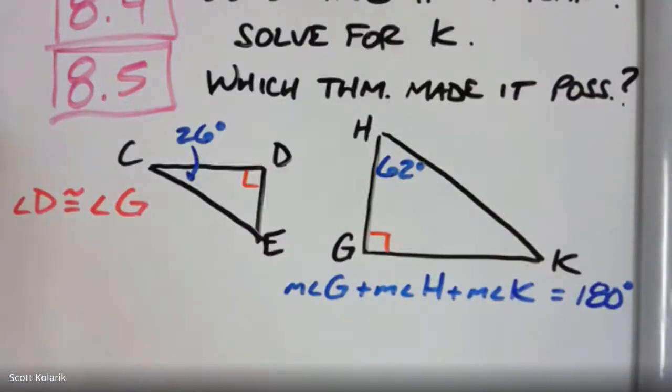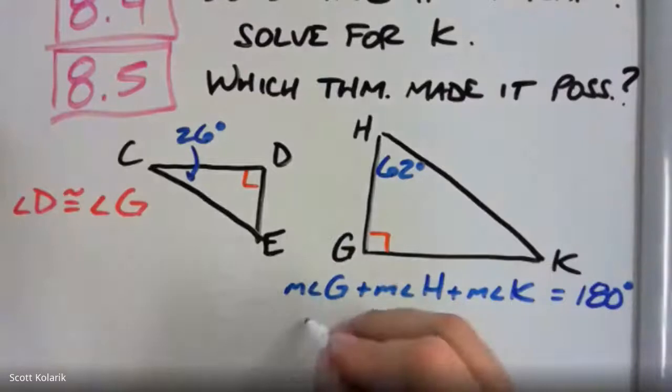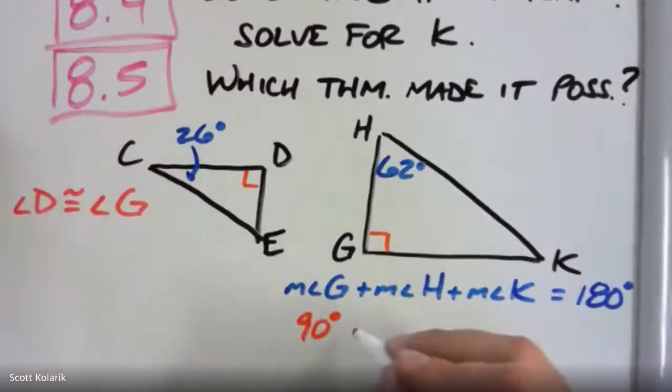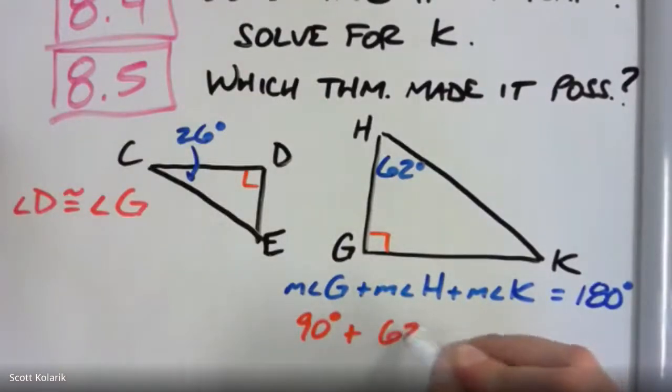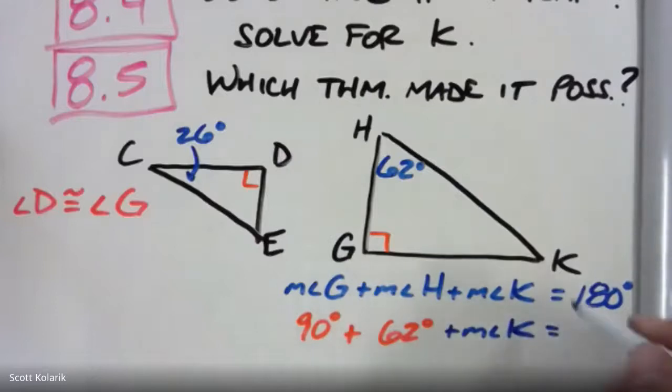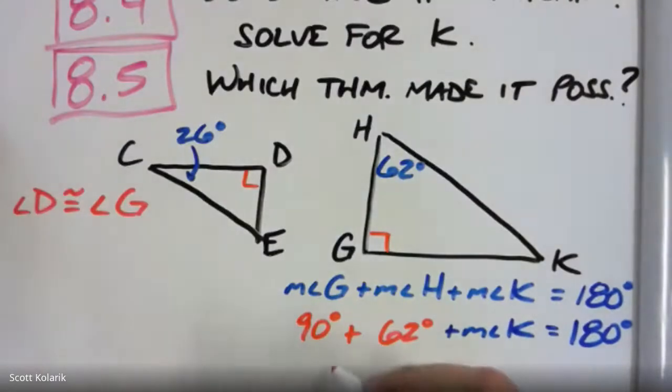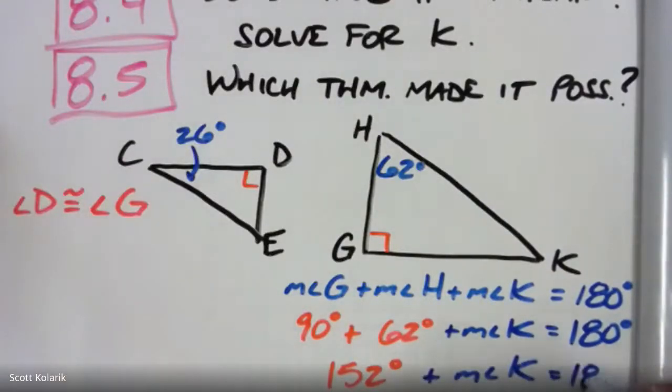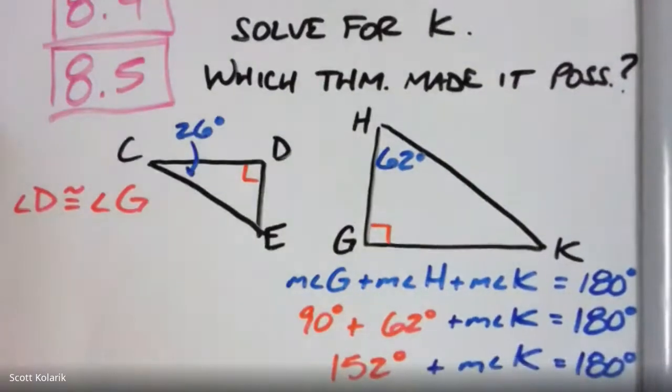Okay, well, I know some of these pieces. I know that angle G, for instance, is 90 degrees because it's a right angle. I know that the measure of angle H is 62 degrees. That was given to me. The one I don't know is angle K. And so solving for that, I would just add up the 90 and the 62 and subtract it from 180. So 90 and 62 gives me 152. I need to find out what's left over basically for that third angle, the measure of angle K. In this case, the leftover third angle.